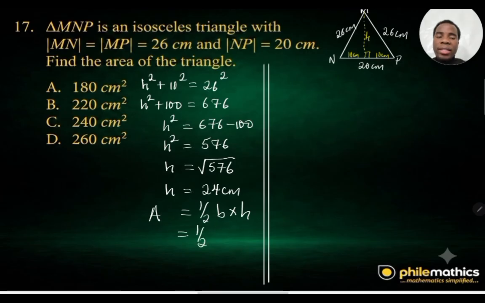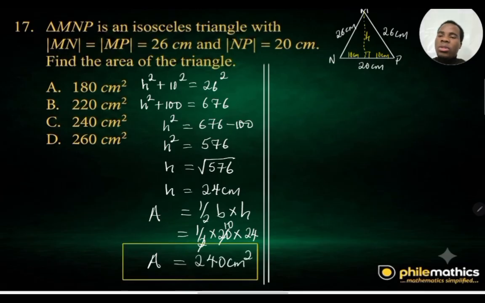Half our base is 20 and our height, which we have gotten, is 24. 2 can go into 20, 10, and so our area is 240 centimeter square, which is already C.